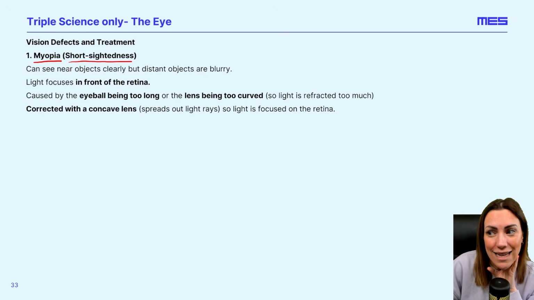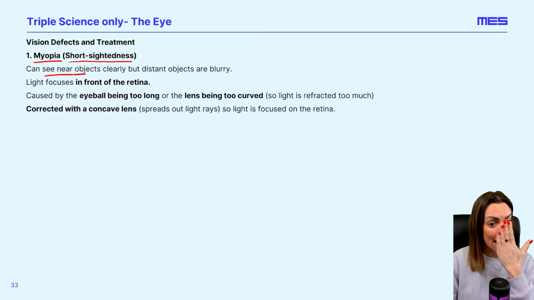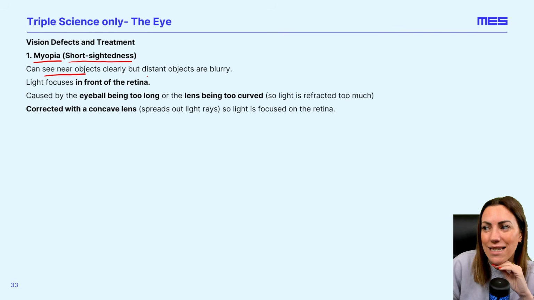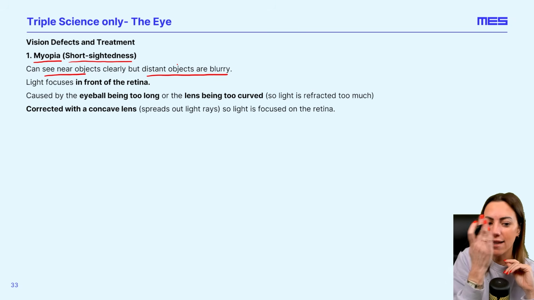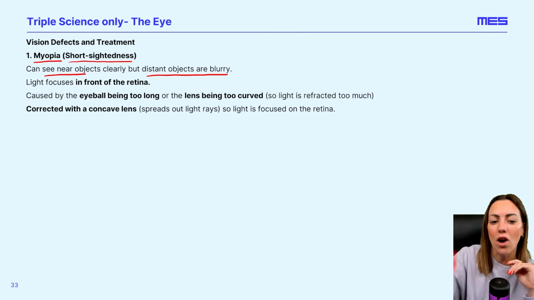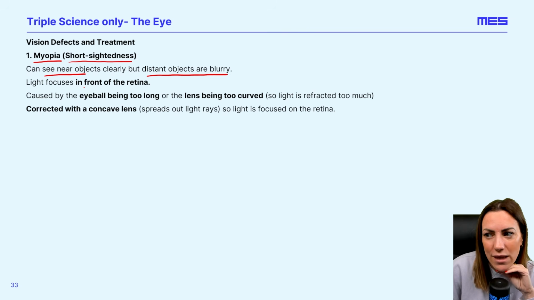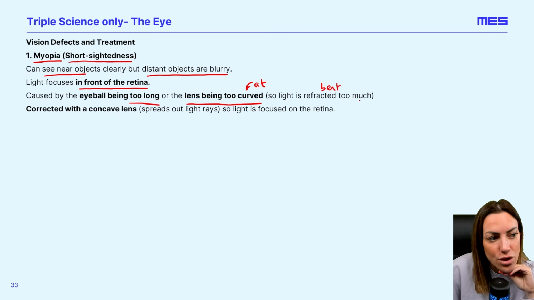Now, if you're short-sighted, you can see near objects clearly, but distant objects are blurry. So you've got good short sight, you're short-sighted. You can see these objects, but you can't see things in the distance. This is because light will focus in front of your retina. And there can be a couple of reasons for this. It might be the shape of your eyeball is too long, or maybe your lens is too curved or too fat. So the light is being refracted or bent too much.